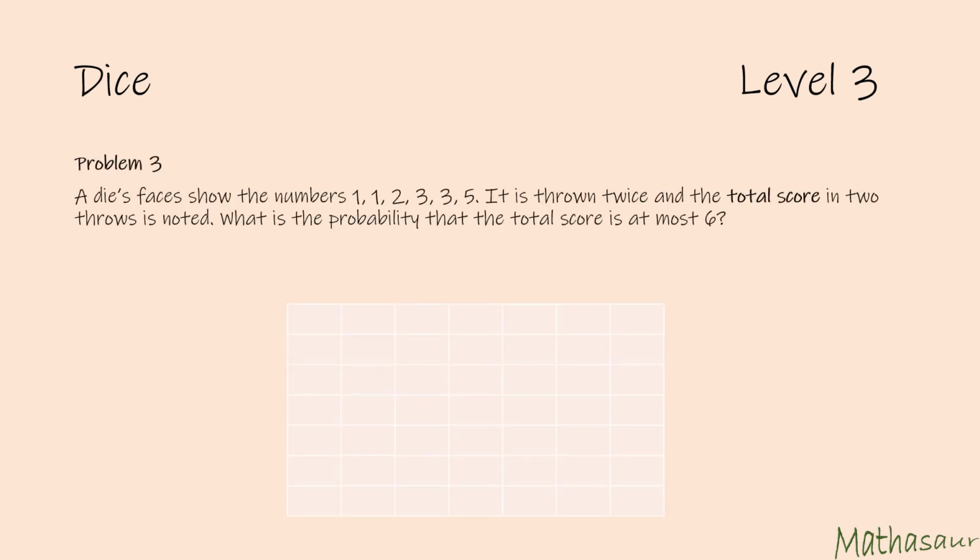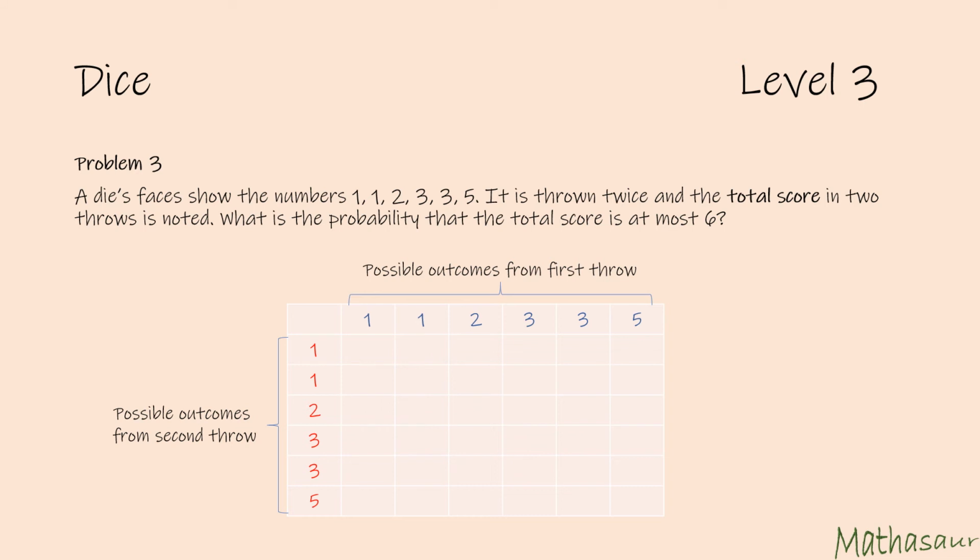Recall that we used a table in the previous problem. So, let us draw a table once again. In the columns, let us represent the outcomes from first throw. And in the rows, let us represent outcomes from the second throw. Let us find the sums now. Let us work row-wise. You could also work column-wise. I am going to fixate possible outcome from second throw at 1 and work on the sums.